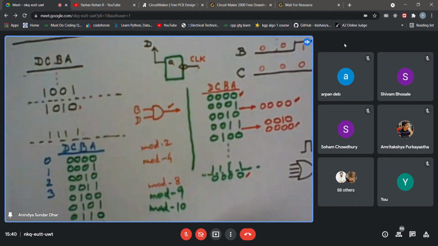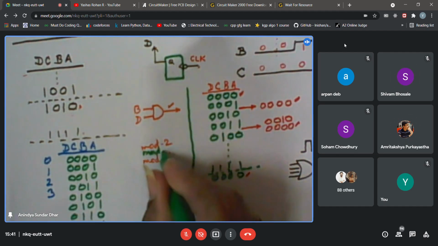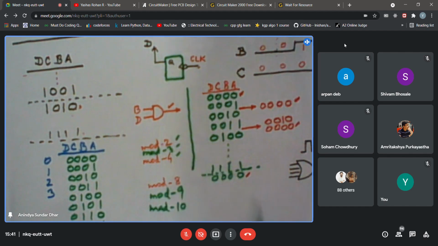So can I have a mod 3 counter? I think mod 3 I just asked you. Yes, right, for mod 3 you said A and B need to be connected together. So mod 2, mod 3, mod 4 done. 8, 9, 10. In between, mod 4, 5, 6, 7, can I do all of them without adding any extra gate?